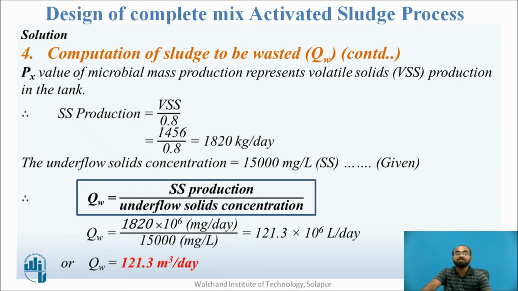But underflow solid concentration, we know that is 15,000 mg per liter, which is given to us. So the sludge to be wasted will be written as SS production divided by underflow solid concentration. That is 1820 into 10 raised to 6, I'm converting kg per day into mg per day, divided by 15,000 mg per liter, I will get 121.3 into 10 raised to 3 liters per day, by which I can also say QW will be 121.3 meter cube per day. So this is the volume of the sludge which we have to waste.